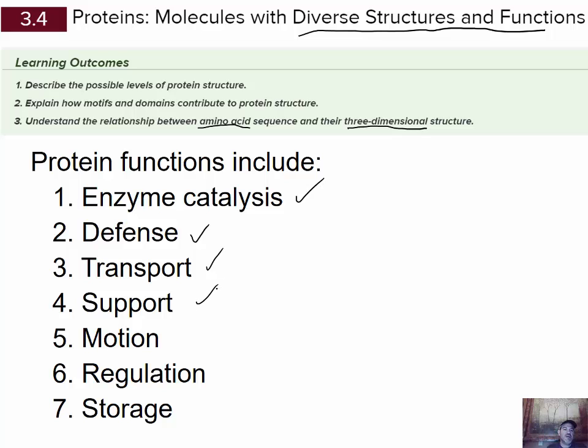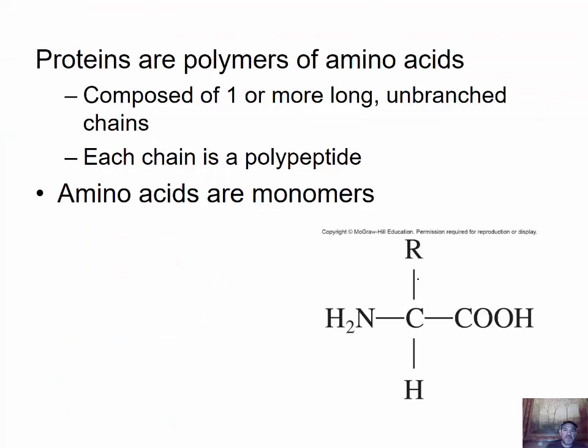For support, some proteins, like the protein that makes your fingernails and your hair, and even other proteins that help provide structure for your bones, help provide that support. They're involved in motion, like the contractile proteins that are found within muscle cells. They're involved in regulation, like hormones, like insulin, for example, which helps you control blood sugar. And they're also involved in storage.